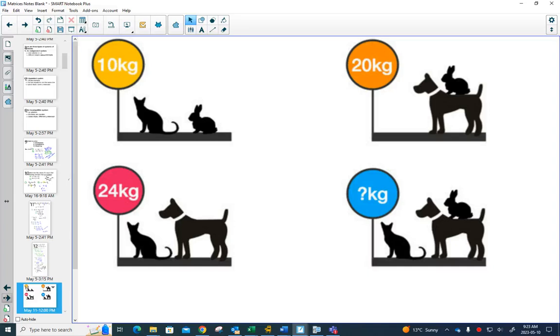Now, are you using X, Y, and Z, or are you using C, D, and so on? Did you go B and bunny, or R and rabbit? Anybody go H for hare? Just wondering.